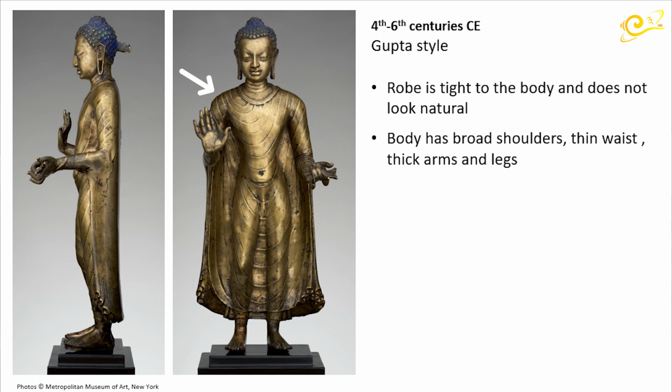Secondly, we can look at the body type and recognize it as Gupta. Very broad shoulders, a very slender waist, and rather thick arms and legs. Many times in early Gupta art, we'll see that the hands are a little bit larger. This is because in the early forms of art, the gestures that the hands were making were very important. And so artists would make these hands a little larger to make sure that the viewer could see them properly.